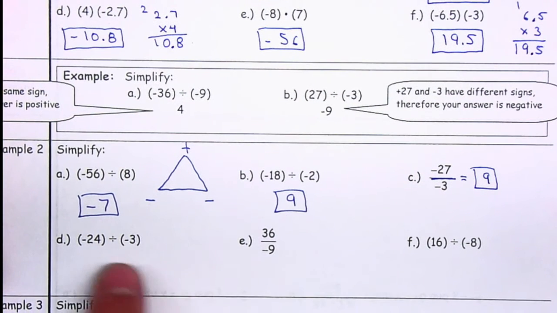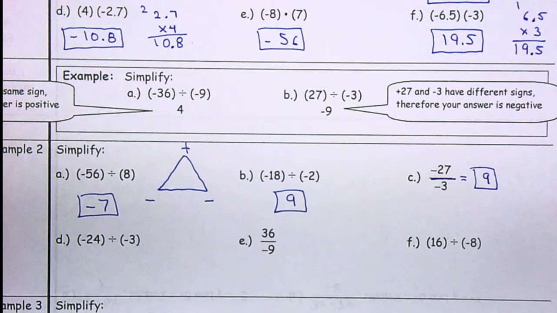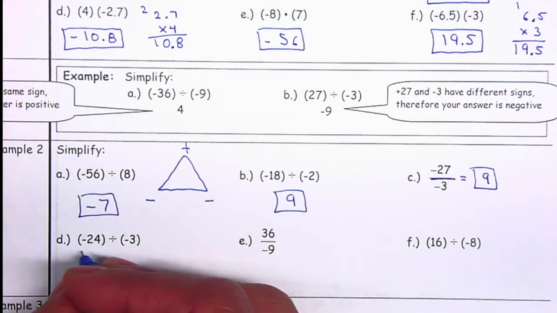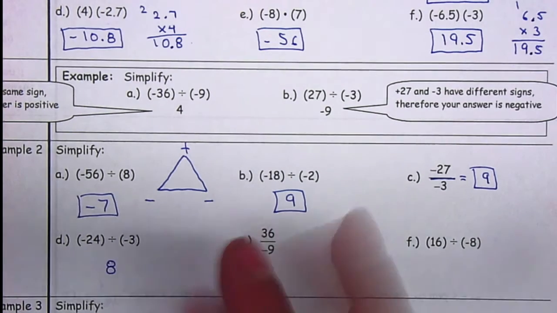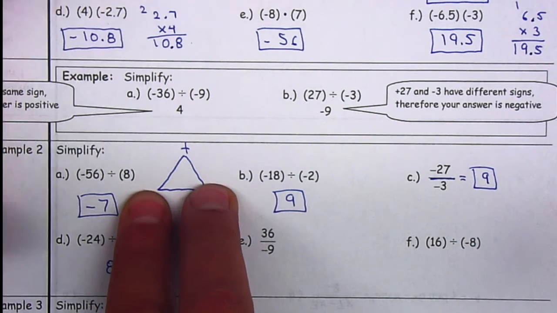Go and try letter D, E, and F, see what you get, and we can compare answers. Go and pause it. For letter D, we are dividing. 24 divided by 3 will be 8. Negative divided by negative is positive.